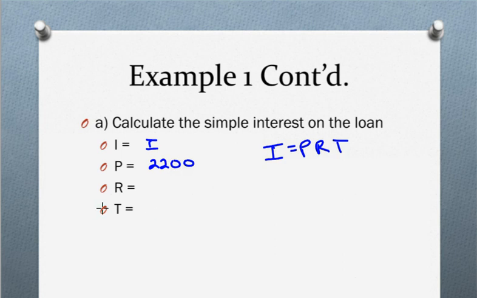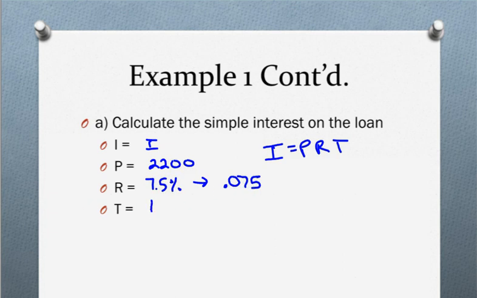Okay. Then after that, the rate they tell us is 7.5%. And what we're going to do is change that into a decimal by moving the decimal over two places. That's what we talked about in a previous lesson. So 7.5% will turn into 0.075.